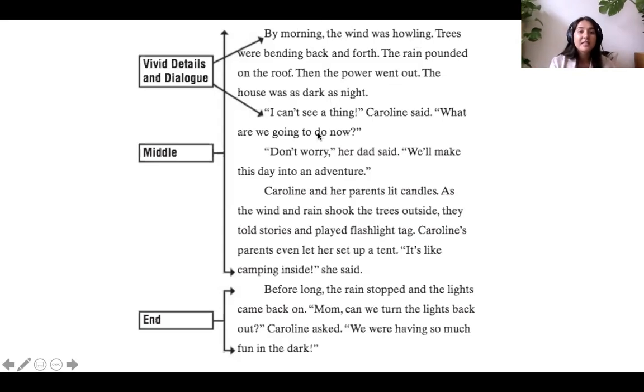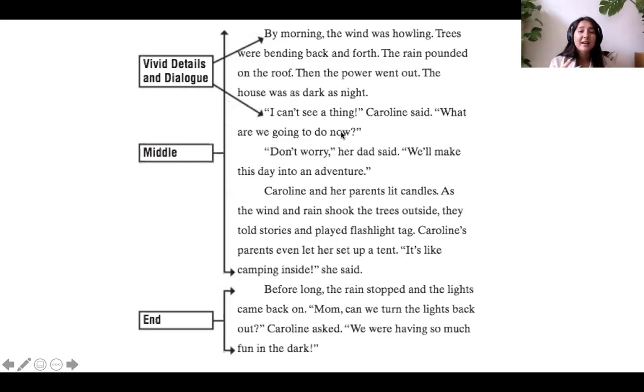Sorry, here we have some dialogue. "I can't see a thing," Caroline said. "What are we going to do now?" Instead of the author saying, Caroline couldn't see anything, she was worried, they're showing me by using dialogue instead of telling me. Okay, so in the middle, we can see that it's coming to a bit of a climax.